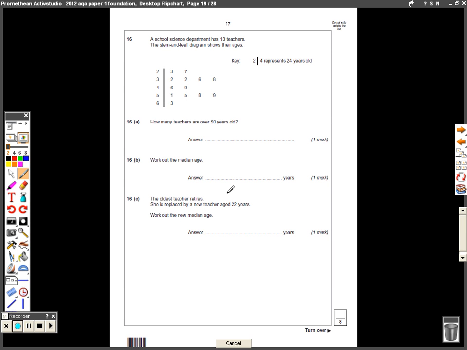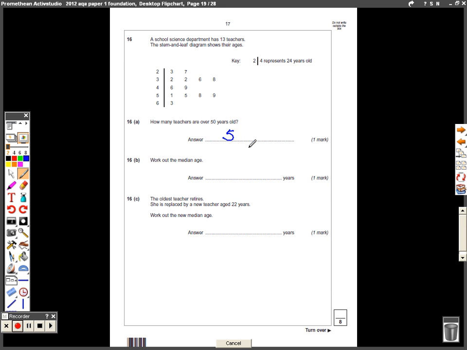How many teachers are over 50 years old? Well, this person here is 49, and then we've got 51, 55, 58, 59, and 63. So there are 1, 2, 3, 4, 5 teachers over 50 years old.